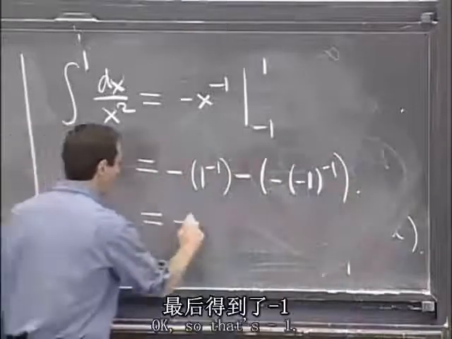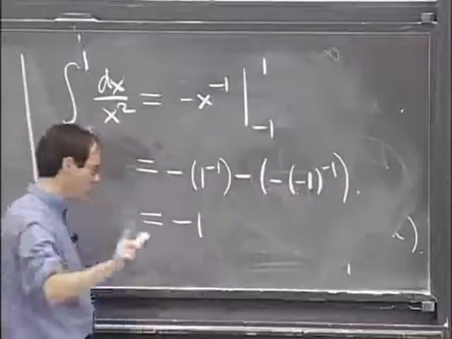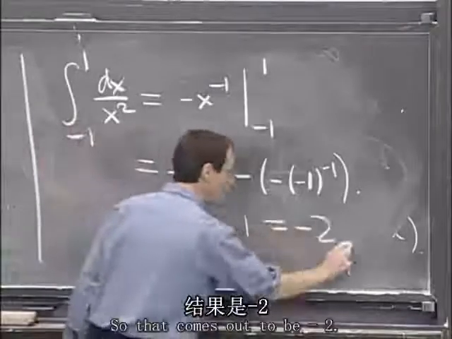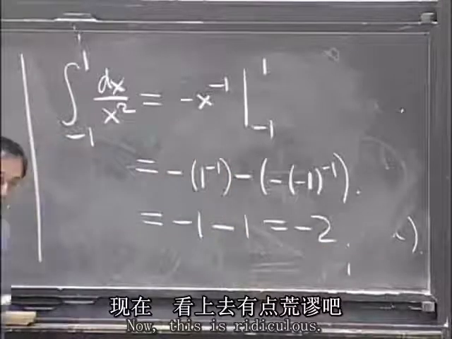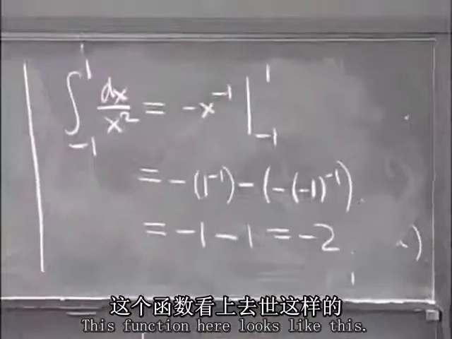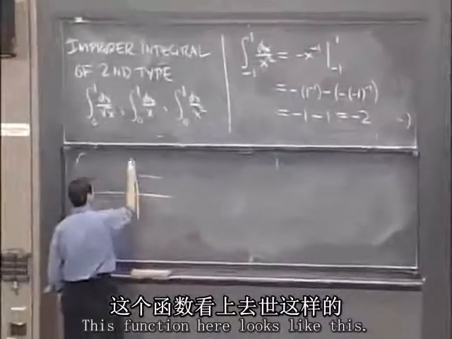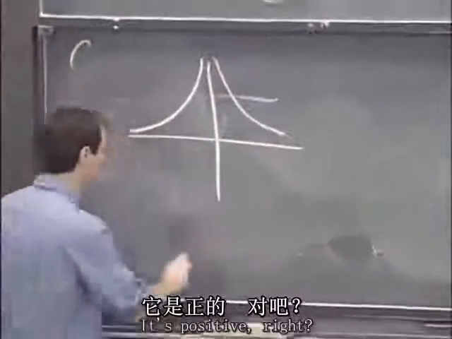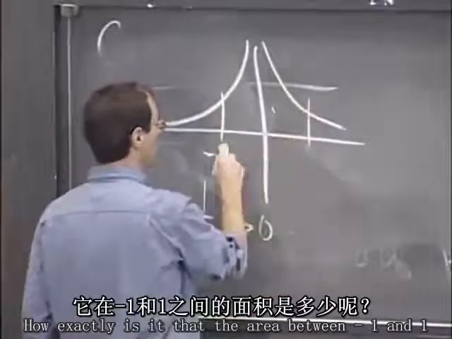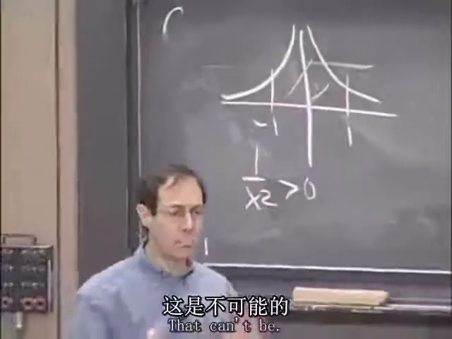Okay, so that's -1, and this one, if you work it all out, as I sometimes don't get the signs right, but this time I really paid attention, it's -1. I'm telling you that's what it is. So that comes out to be -2. Now, this is ridiculous. This function here looks like this, okay? It's positive, right? 1 over x squared is positive. How exactly is it that the area between -1 and 1 came out to be a negative number? That can't be.